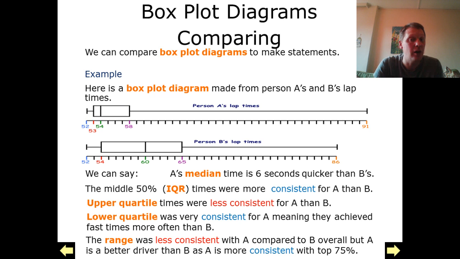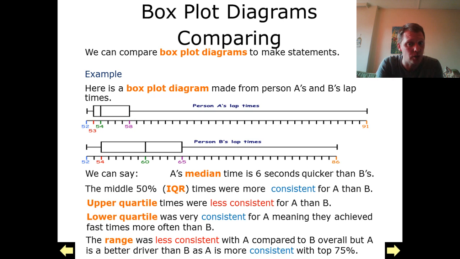And of course, we can always talk about the range as well. The overall range, so the range for person A was a lot less consistent than there was for person B, because both of them got fastest time of 52 seconds, but the slowest time that person B got was 86, person A 91 seconds.